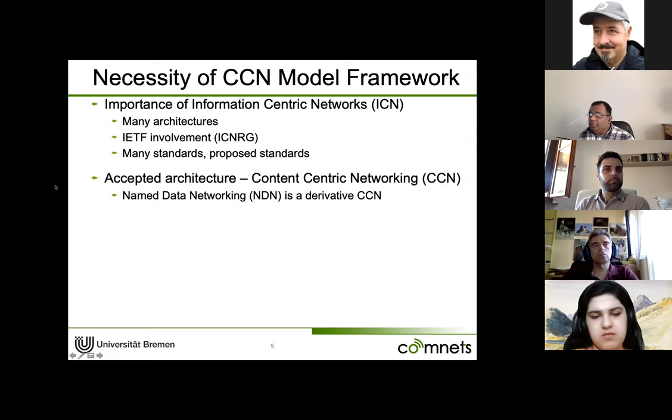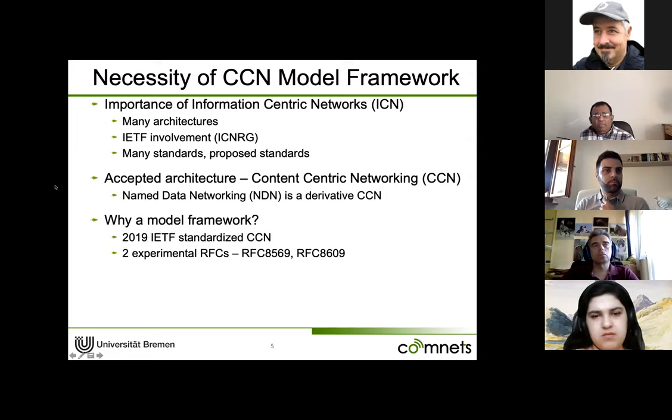So why a model framework? Why did we start thinking about it? Because in 2019, finally, after a long period of discussions, they standardized CCN with two RFCs, right? And these two RFCs basically describe the behavior of CCN and also the message formats of CCN. So now it is really standardized.